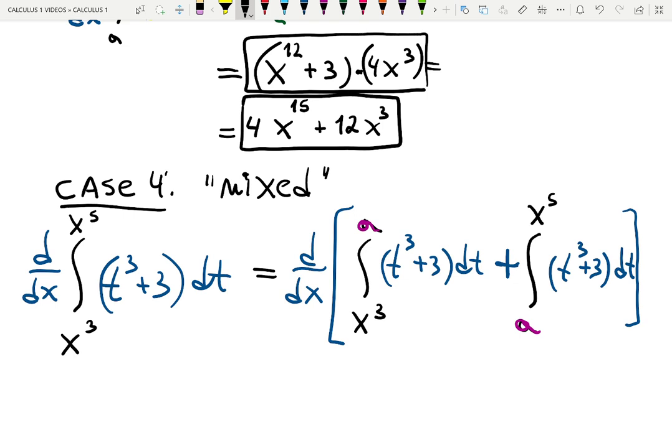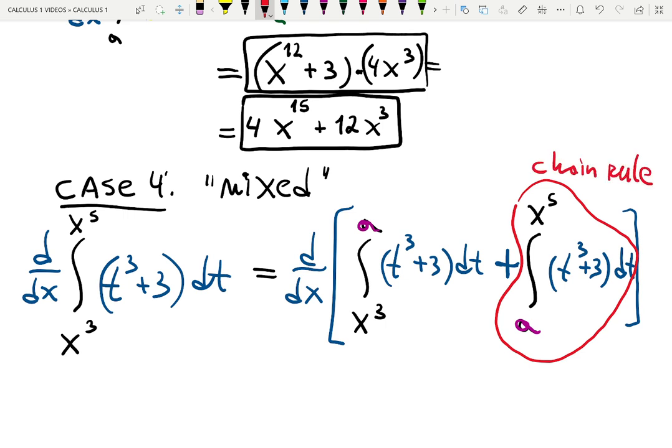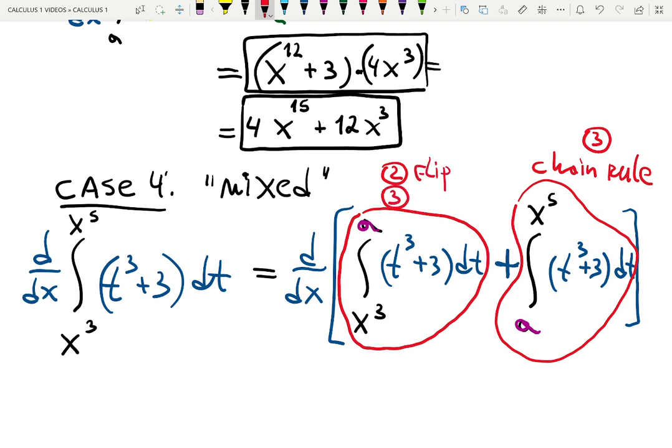So how would you deal with those two integrals? The second integral is a chain rule case, right? So we're just going to do chain rule and substitute x to the 5 into t, just like we did right before that. So case number 3. And then the first case is not ready yet. We need to flip first. So case 2, flip, and it will be negative. And then case 3, chain rule. Does that make sense? And then you plug in again x cubed, in this case, into t.